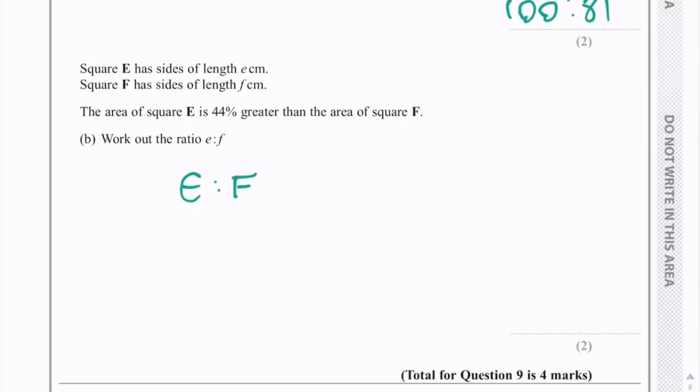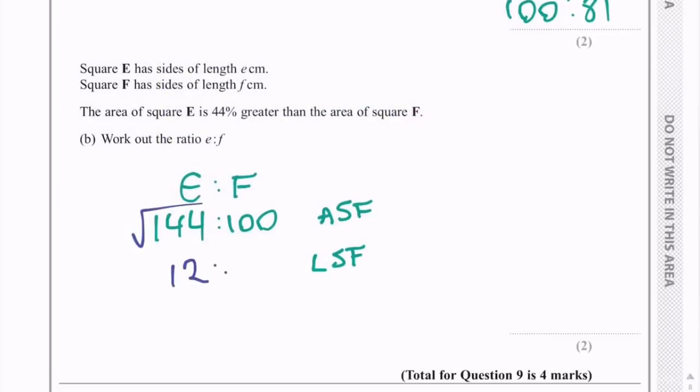So if F's 100, then 44% more than that is 44 more, so E would be 144, and this works out quite nicely because, as you've hopefully noticed, they're square numbers, and this is an area scale factor, and it wants us to move back to length. So to get this back to length, I'm going to have to square root both these numbers. Square root of 144 is 12, and the square root of 100 is 10. So there is my ratio 12 to 10, and I have kept it in the order that it wants this time, E to F. So my answer would be 12 to 10. There we go, moving on to the next question.